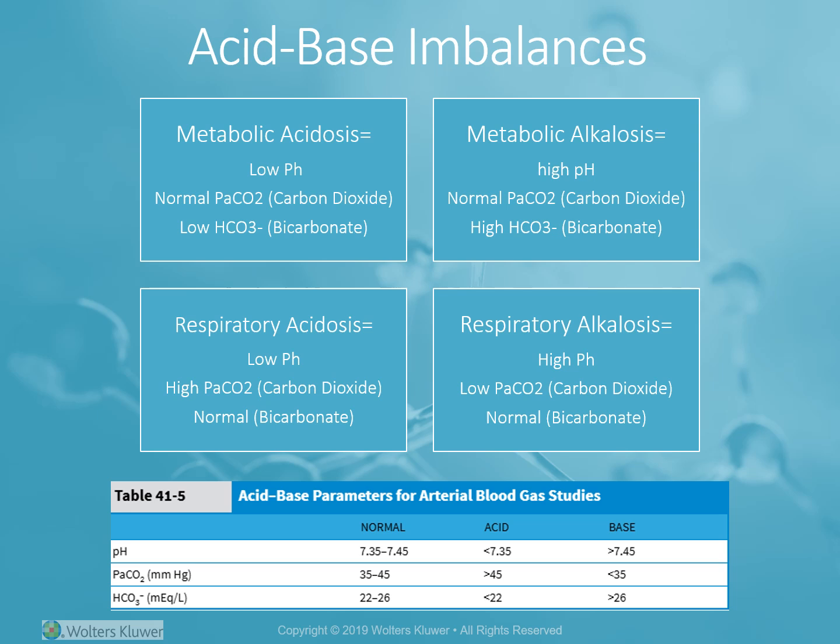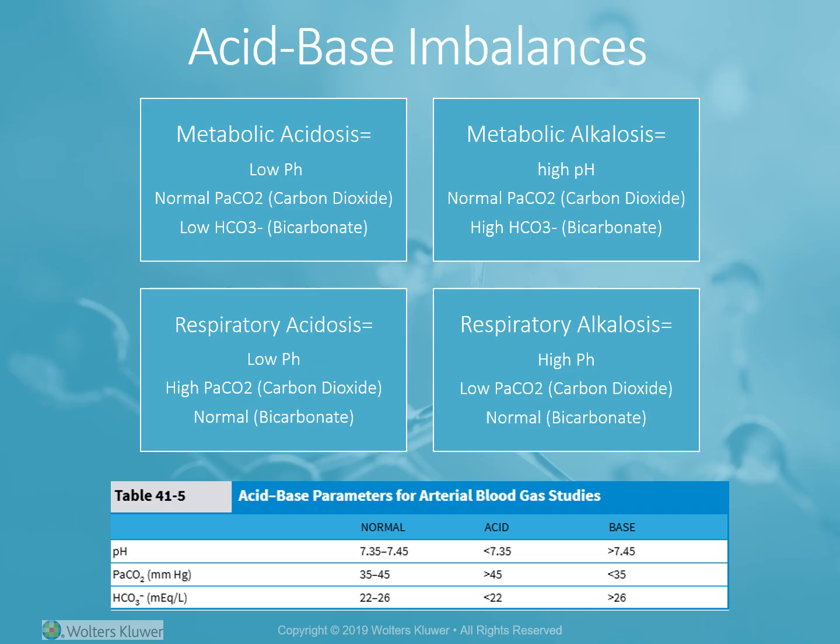The body's going to compensate by increasing respiratory rate initially. Kidneys are going to excrete hydrogen ions and retain the bicarbonate. So in respiratory acidosis, you have a high CO2 due to alveolar hypoventilation, and you have a low pH. And you will have a normal bicarbonate.